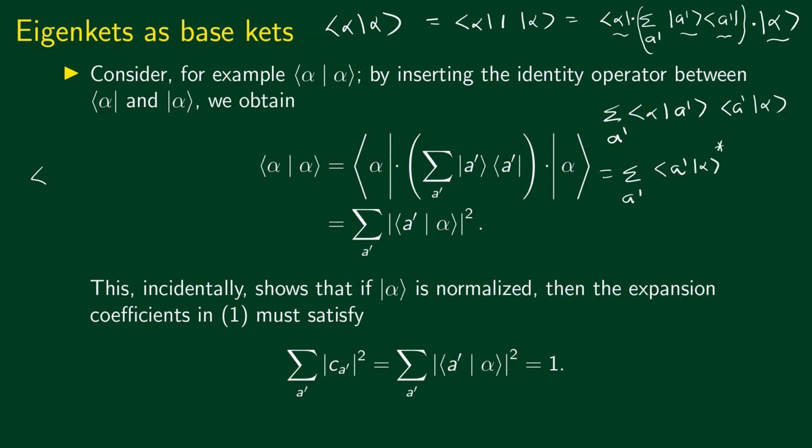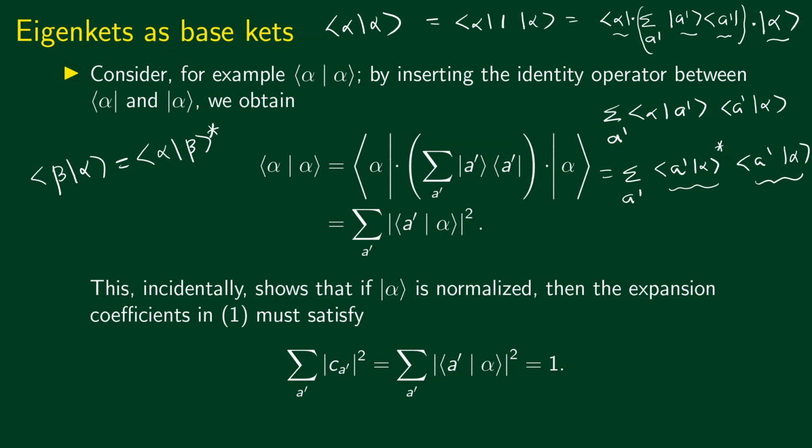Why? We had this property: bracket of beta alpha is equal to bracket of alpha beta star. And then I have bra a prime ket alpha. What is this? This is actually the component of ket alpha along the direction a prime, which we denoted earlier as c a prime, and here what we have is the complex conjugate of c a prime, or c a prime star.